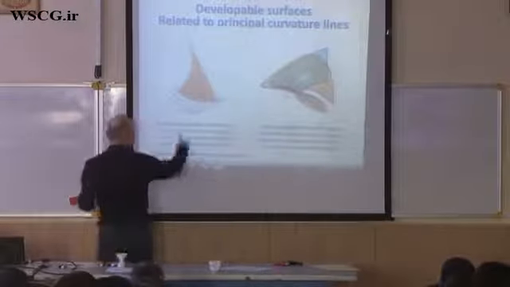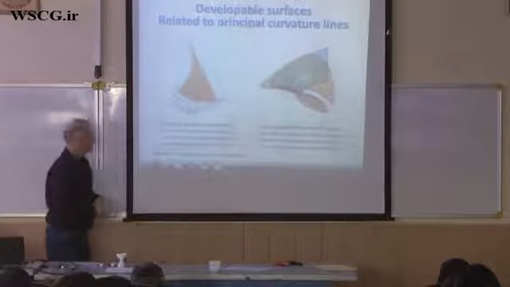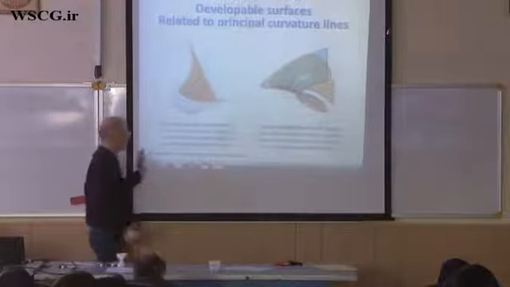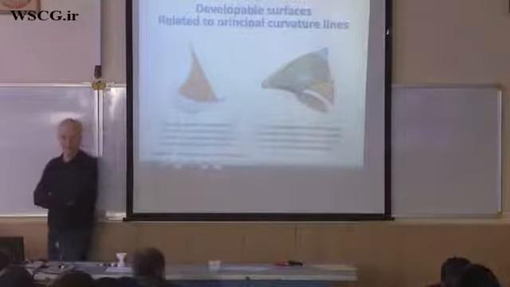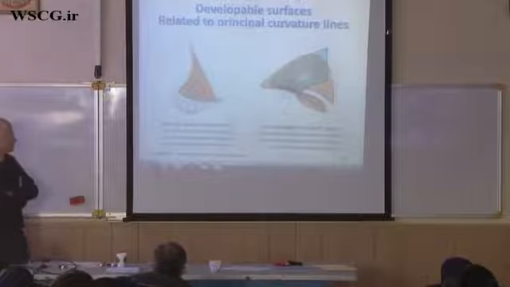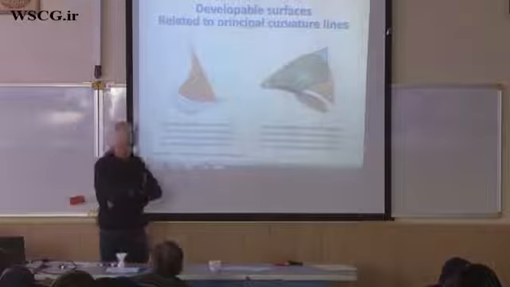So we can say a ruled surface formed by the normals of a surface S along a curve C is developable if and only if this curve C is a principal curvature line of this surface S. Now maybe we make an example.